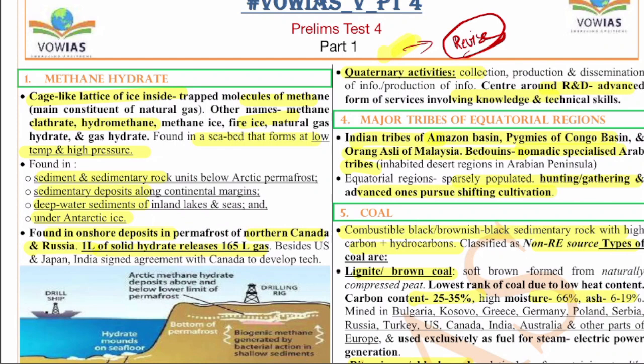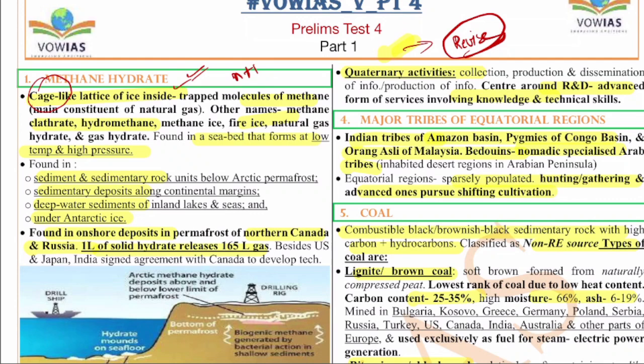The first question is about methane hydrate. This methane hydrate is nothing but a cage-like lattice of ice with trapped molecules of methane inside. That is called methane hydrate. So in simple words, it is methane trapped inside the ice.